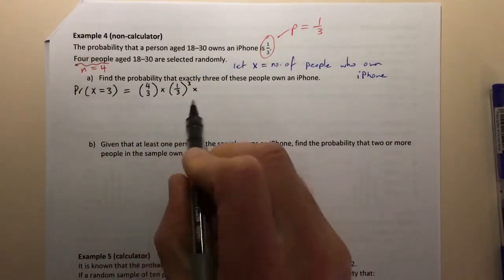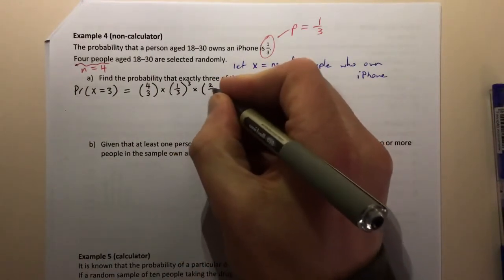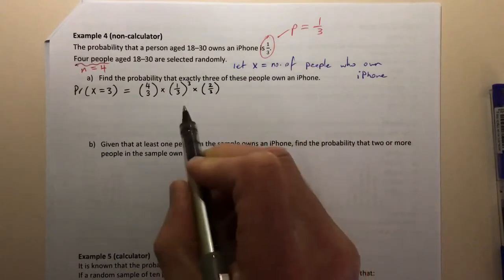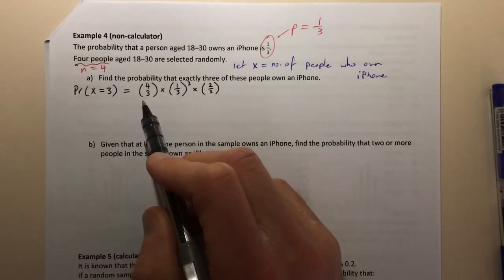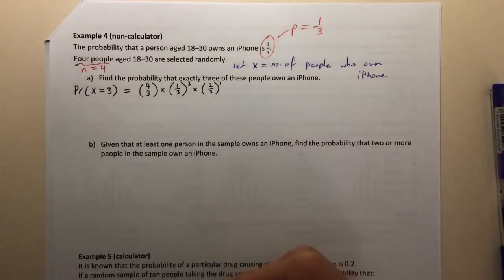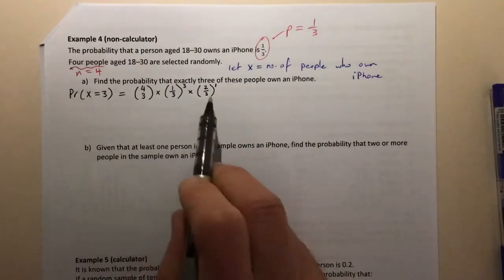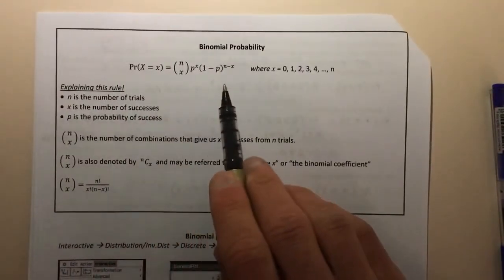times the probability of failure, so 1 minus p, which in this case is 2/3, to the power of the number of failures you want. Now, we've got 4 trials, we want 3 successes, so we actually want 1 failure, right? 4 minus 3 is 1. Now, it's redundant, but I'm going to write the power of 1 there, just so we can see how this is a straight application of that formula that we had over the page.